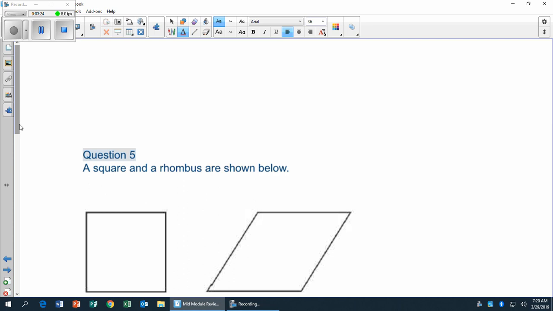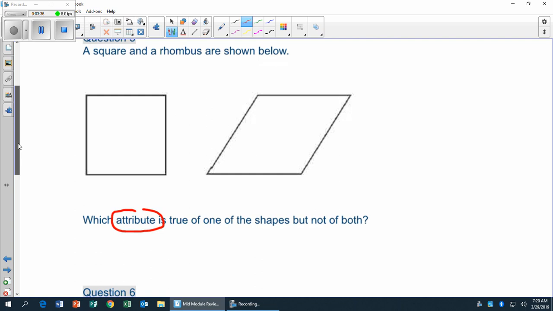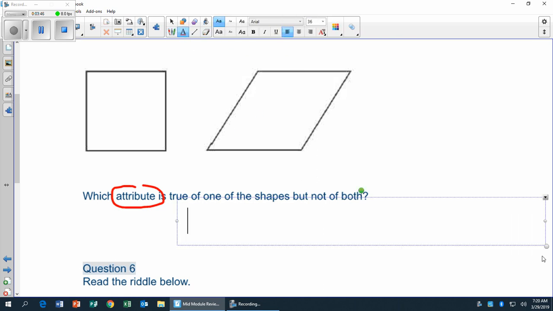Next, we have these 2 shapes. We have a square and a rhombus. What attribute? When it talks about attribute, it's asking you to talk about the characteristics to describe it that is good for one shape and not the other. Well, they're both parallelograms. They both seem to have equal sides, but what I notice as the difference is that the square has 4 right angles.